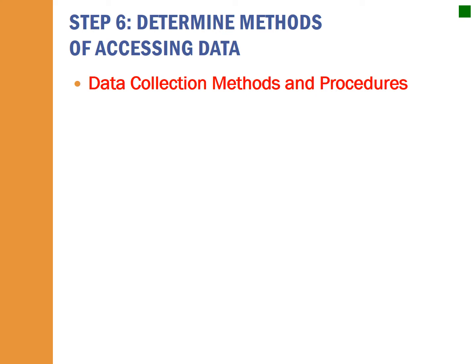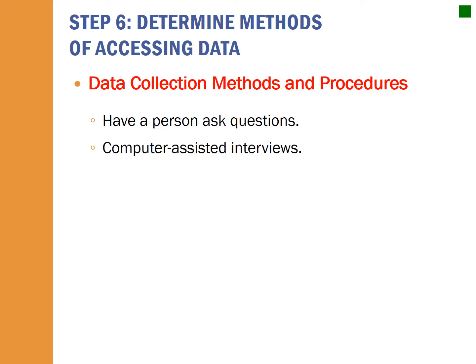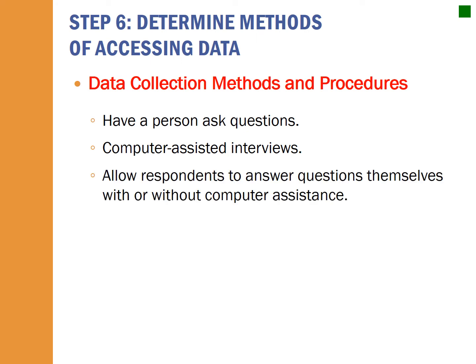All right, step number six, determining methods of accessing data. Okay, so data collection methods and procedures then. This is a data collection plan, how we're going to access the data. It's what we want to think about here. So we may ask direct questions, like interviews and that type of thing. We may use an interview form, but also integrate that with a tablet or a laptop or a computer, so computer-assisted interviews.